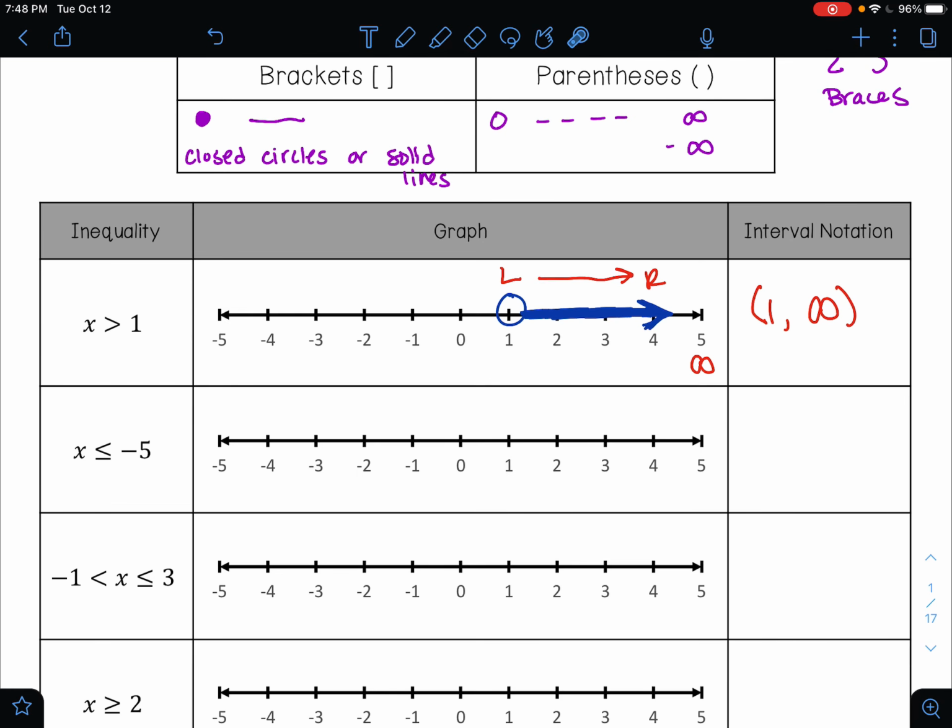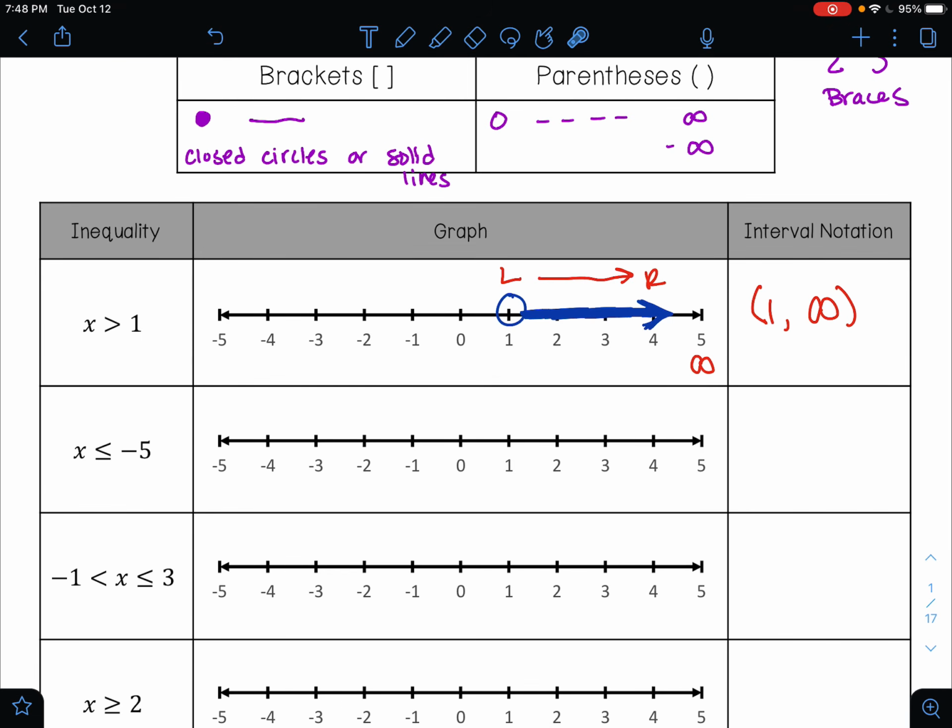This is my interval notation. That says our solutions start at 1 and they end at infinity. 1 gets a parenthesis because it has an open circle. Infinity gets a parenthesis because we can never get there, right? We can keep counting forever and we will never get to infinity. And so that is why we have a parenthesis here. 1 has a parenthesis because it's not included as a part of the answer. 1 is not in the shaded area, so it's not a solution. So that is why we have our parentheses here.